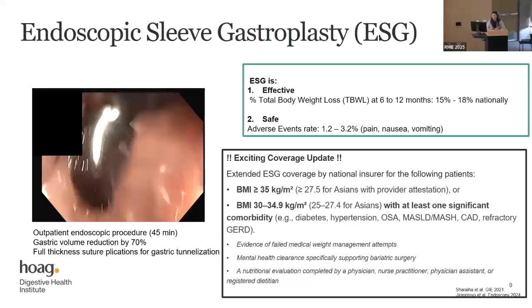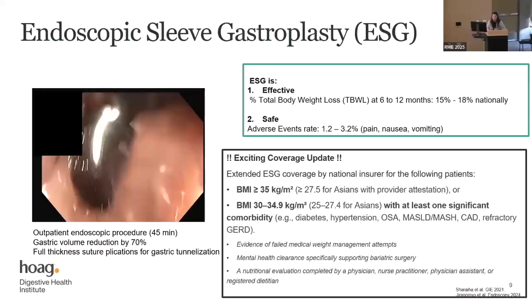The exciting thing is, and this is a good example of how clinical medicine and clinical physicians can work with industry in order to achieve the next steps that are beneficial for patients. So we got first news of exciting coverage, a national insurer coverage for ESG for patients with a BMI over 35, or those that have a BMI of 30 to 35 with at least one significant comorbidity.